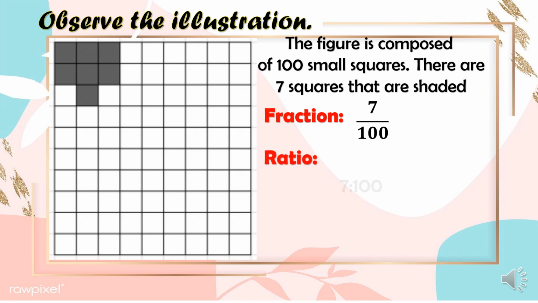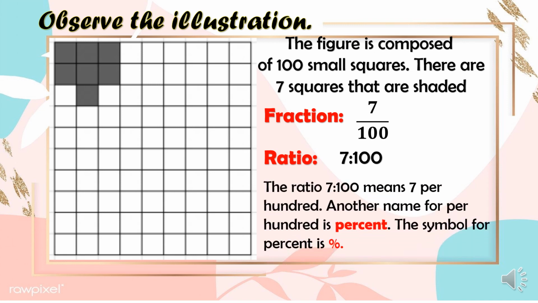In ratio, it is 7:100. The ratio 7:100 means 7 per hundred. Another name for per hundred is percent. So the symbol for percent is the one like this.